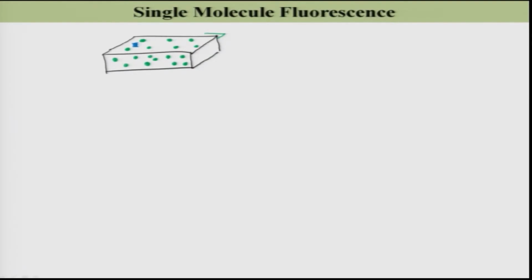So, if you scan, what you are going to see is either this layer of molecules, this is layer 1, let us say, and obviously below that there will be another layer, right.